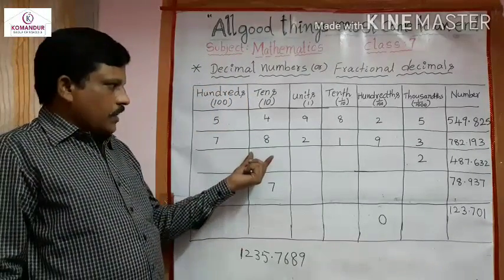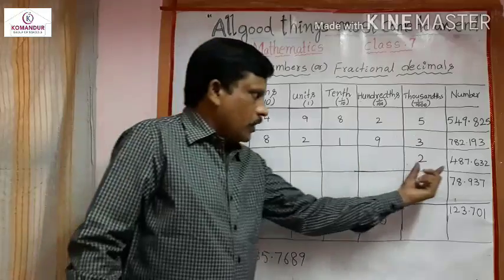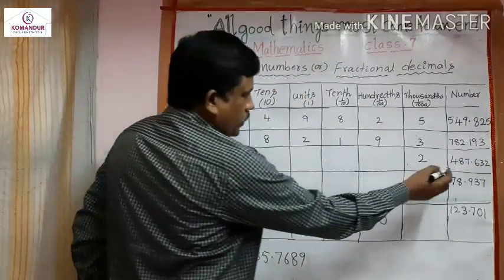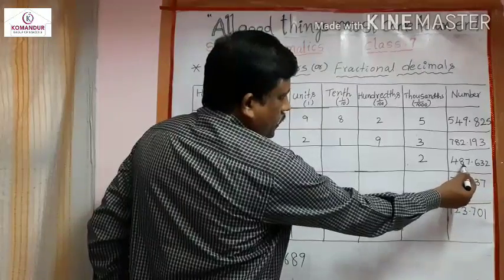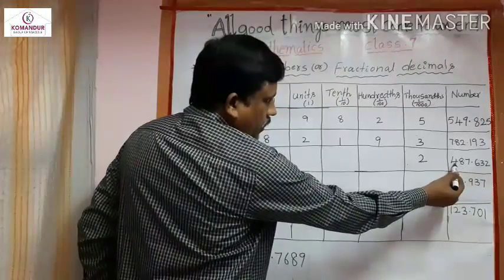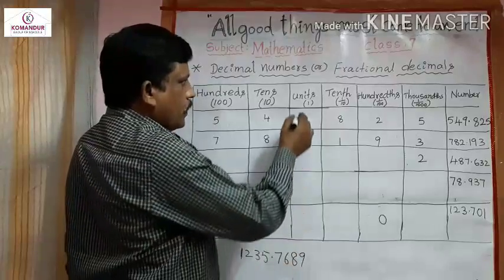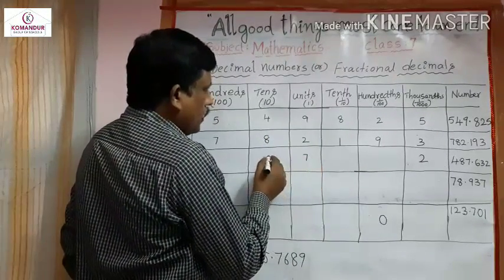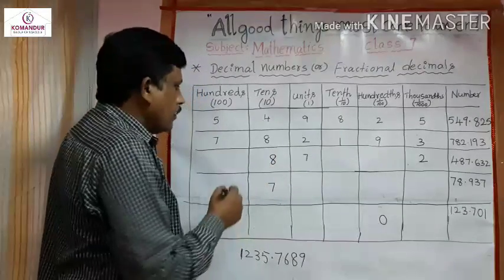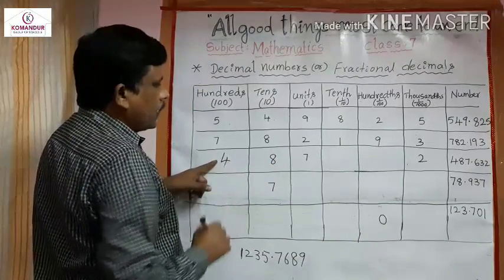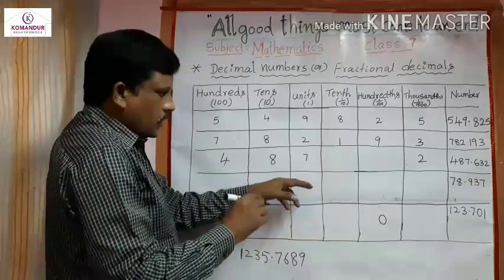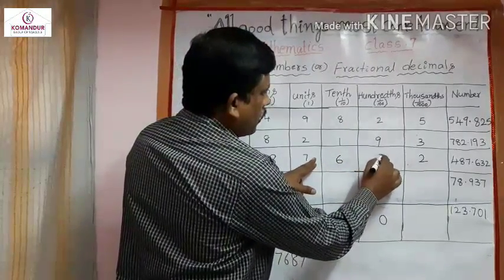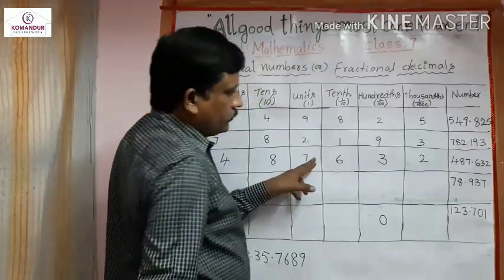Now observe the next one. A number is already given. We know this is the units place, this is the tens place, and this one is the hundreds place. So for the units place, you write 7, here 8, then 4. Here 6, 3, so that is already given.